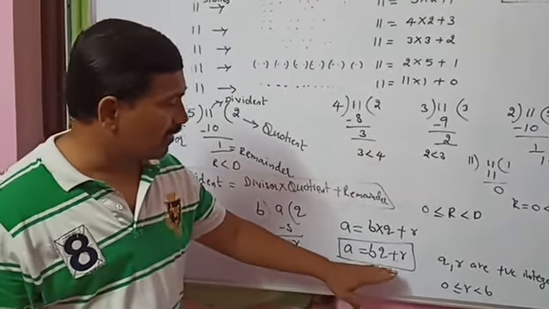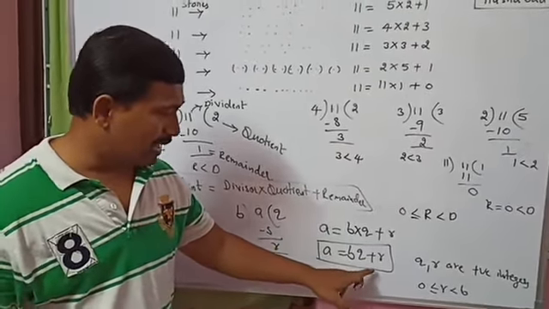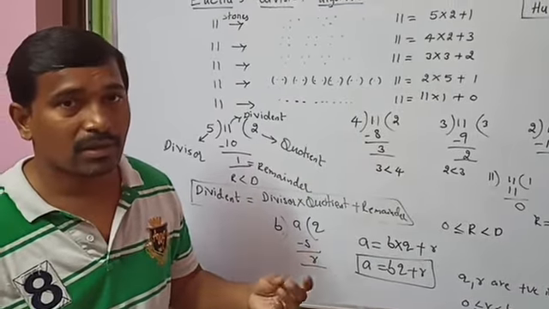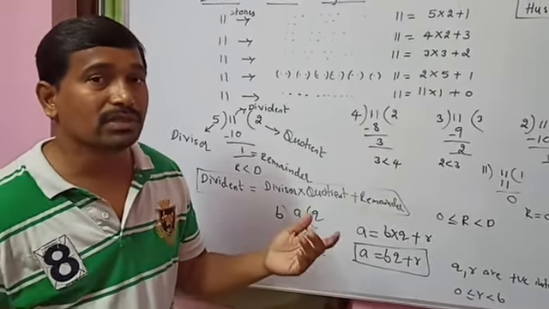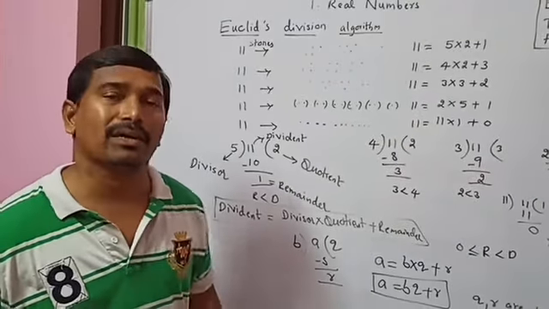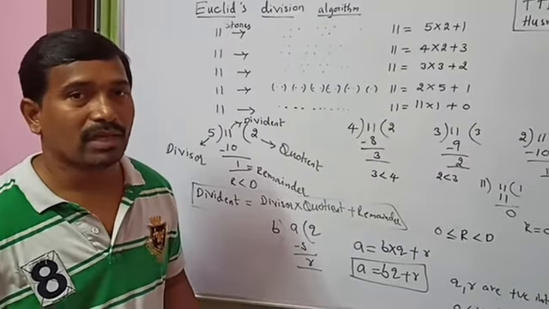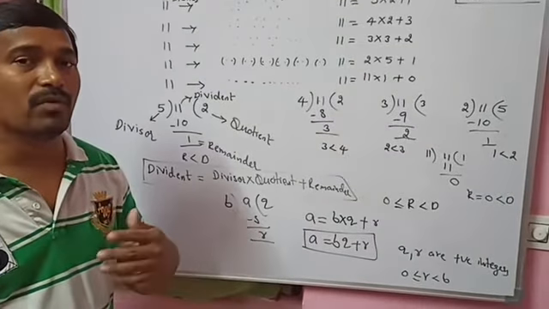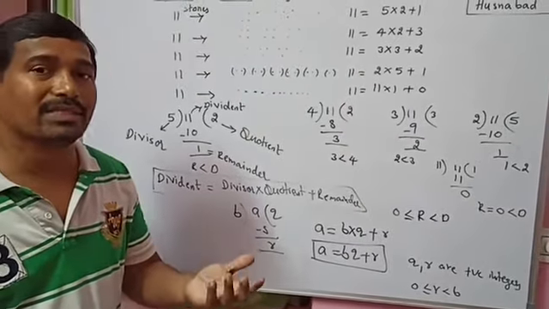This division lemma means that it is a proved statement. We can use that proved statement to prove any other statements. Lemma means it is a proved statement. We can use that proved statement to prove any other statements.